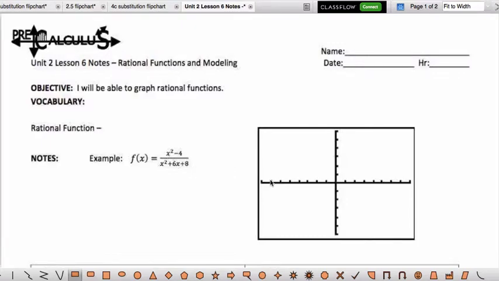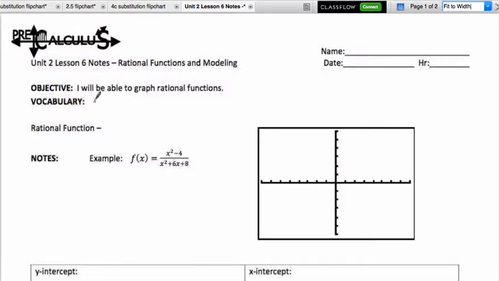Okay, this is the video for 2.6 rational functions. I will be able to graph rational functions. So, what is a rational function? It's just one function over another function. So if we have f of x over g of x, where g of x is not 0.